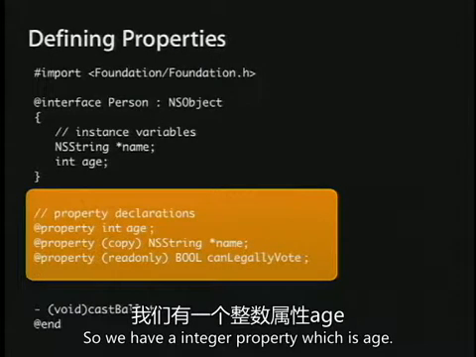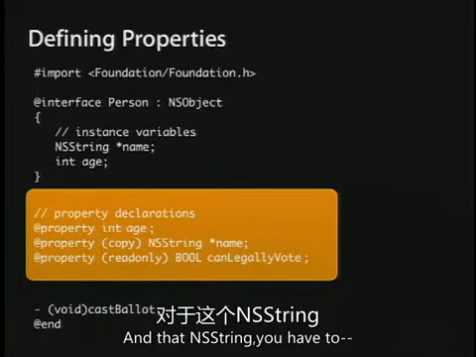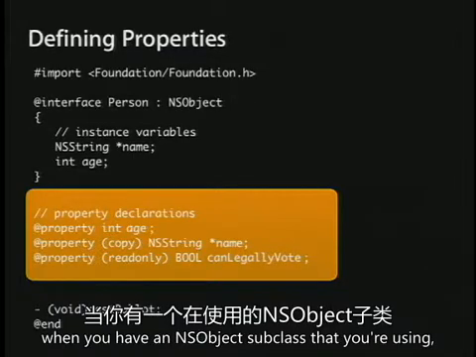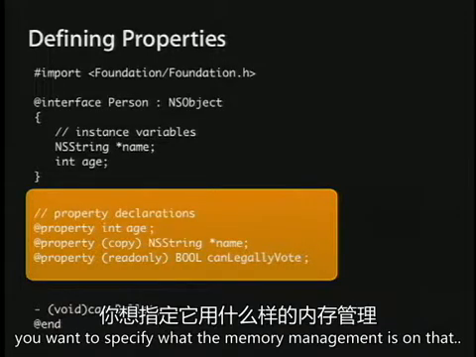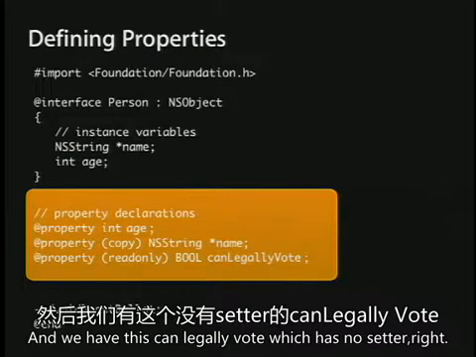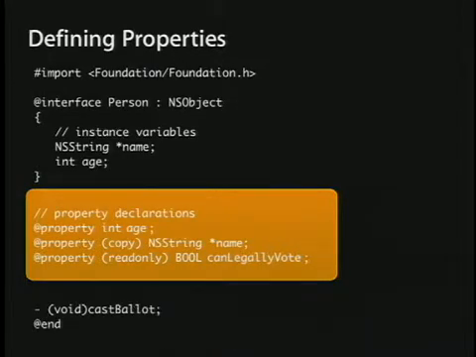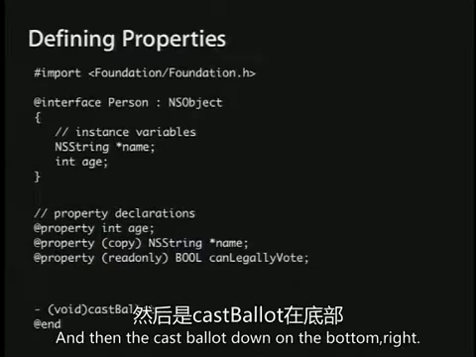So we have an integer property, which is age. We have an NSString property, which is name. And when you have an NSObject subclass that you're using, an object, you want to specify what the memory management is on that. So in this name case, let's say it's copy. And we have this can legally vote, which has no setter. There's no set can legally vote; that's handled internally in the class. So we tell the property that this is a read-only property. And then the cast ballot down at the bottom.